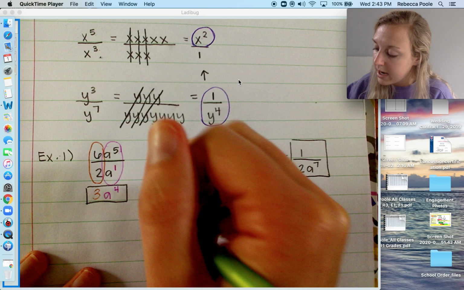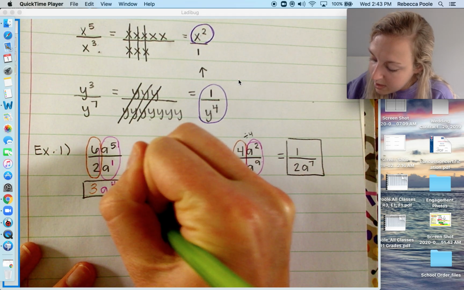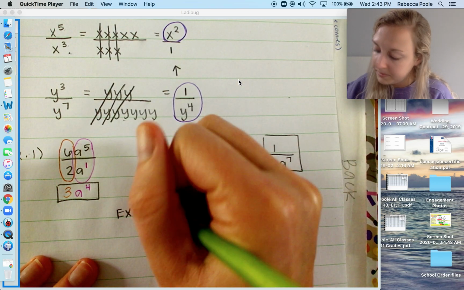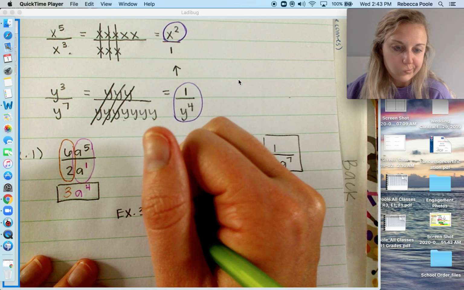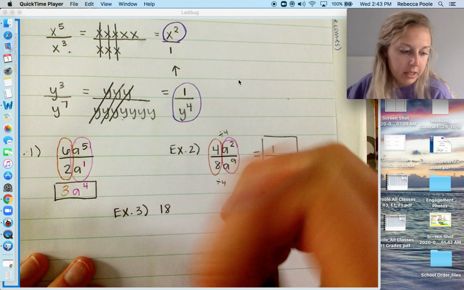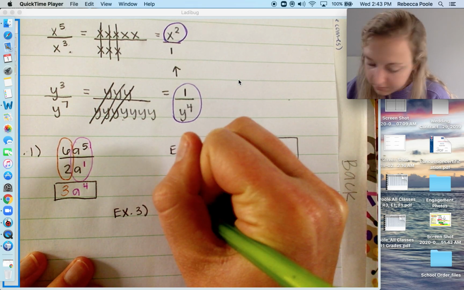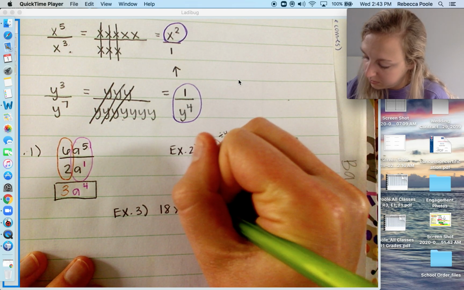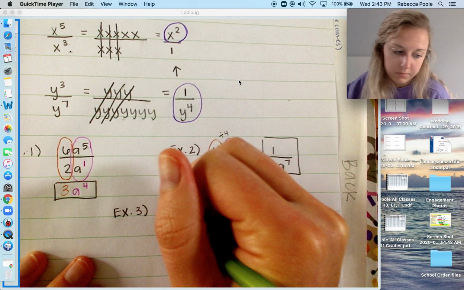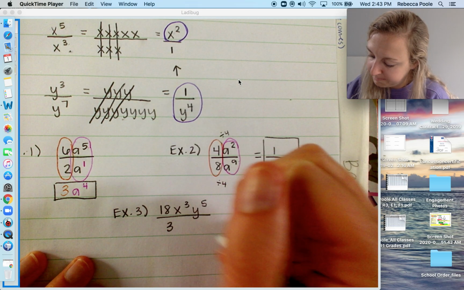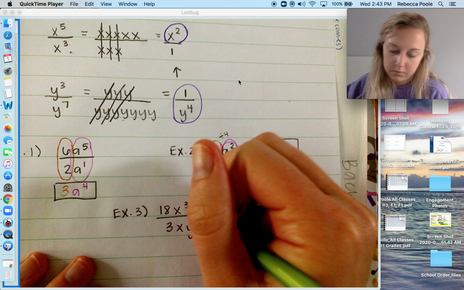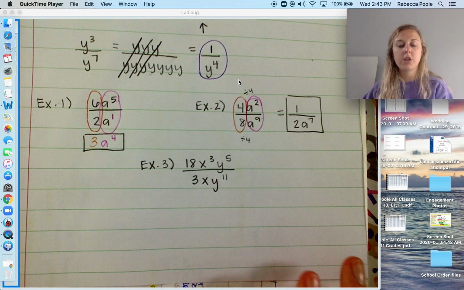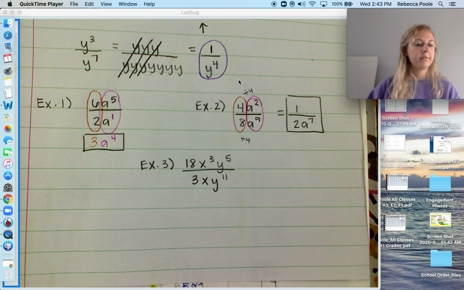All right, let's do one more, and I'm going to have you guys try this one. And then we will move to our last rule for today. So let's do 18. All right, I want you guys to try this one. So I'm going to give you about a minute or so. Try it, and then we'll go over it, okay?